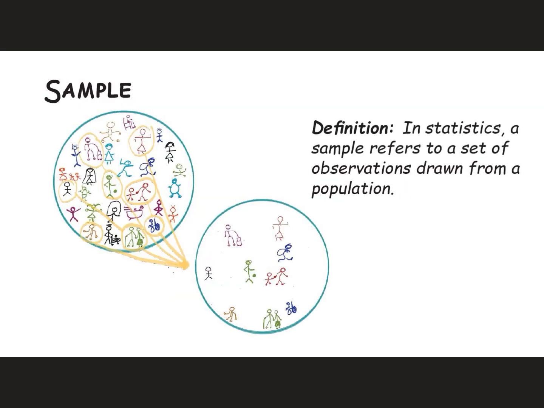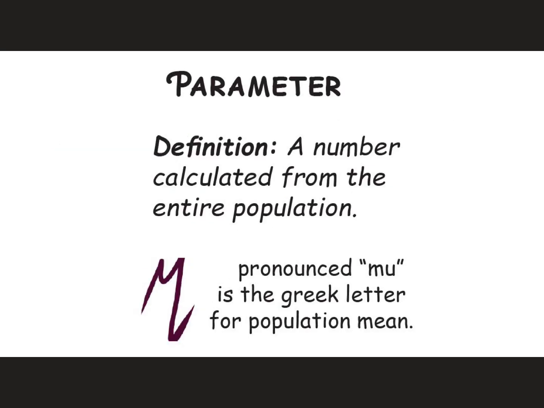So then we take a sample. And this is a set of observations drawn from a particular population. So a sample. Right? When we're talking about anything to do with the population, we usually use Greek letters as their symbols. When we're talking about anything to do with actual sample data, we usually use letters from the Roman alphabet. So a parameter is the number calculated from an entire population.